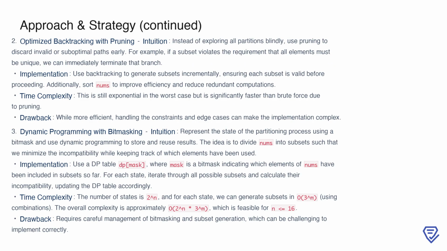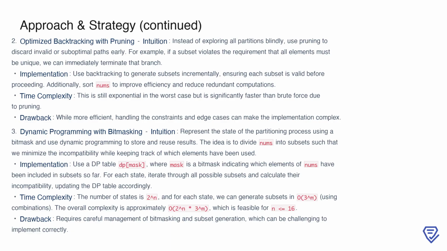To improve efficiency, an optimized backtracking approach with pruning was considered. Here, instead of blindly generating all partitions, we introduce pruning to discard invalid or suboptimal branches as early as possible. For instance, if a subset violates the rule that all elements must be unique, we can terminate that path immediately.